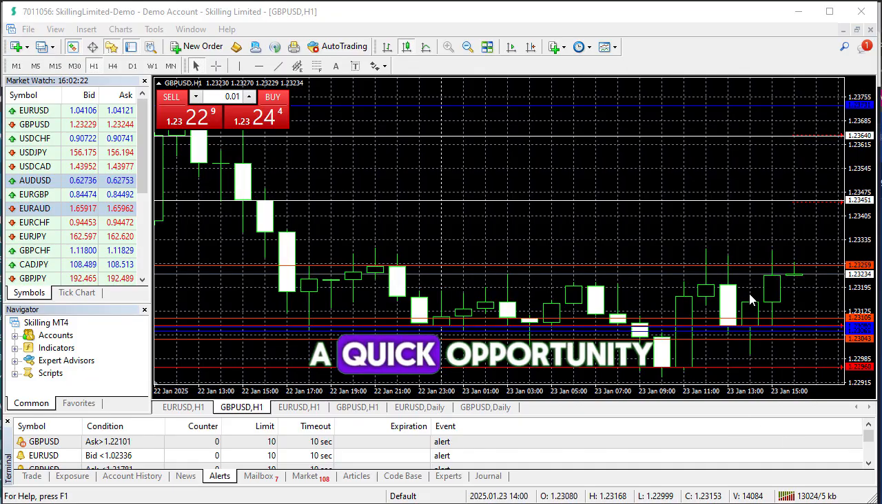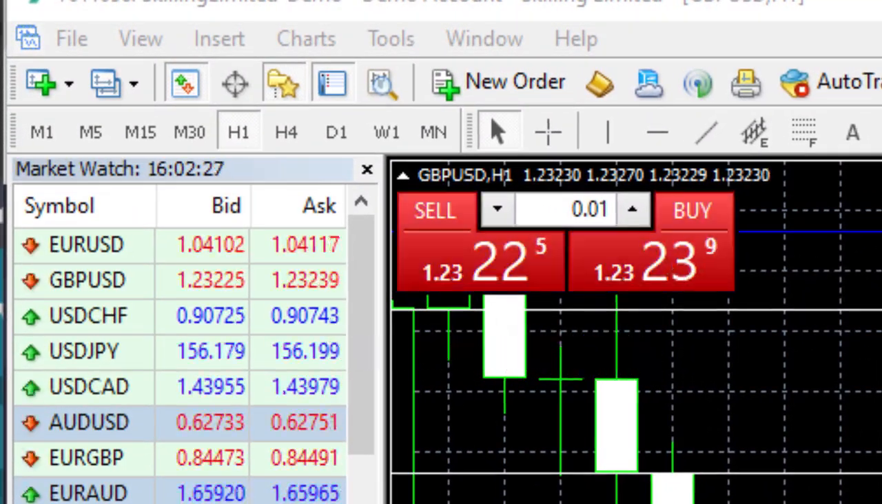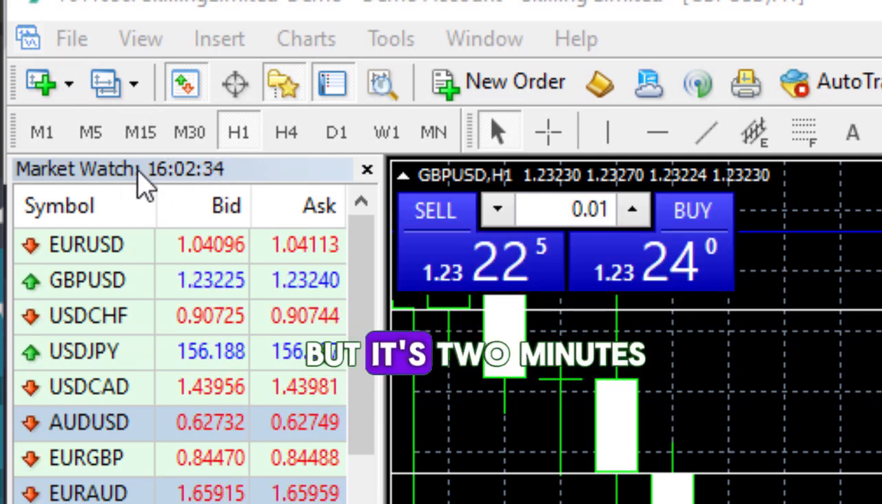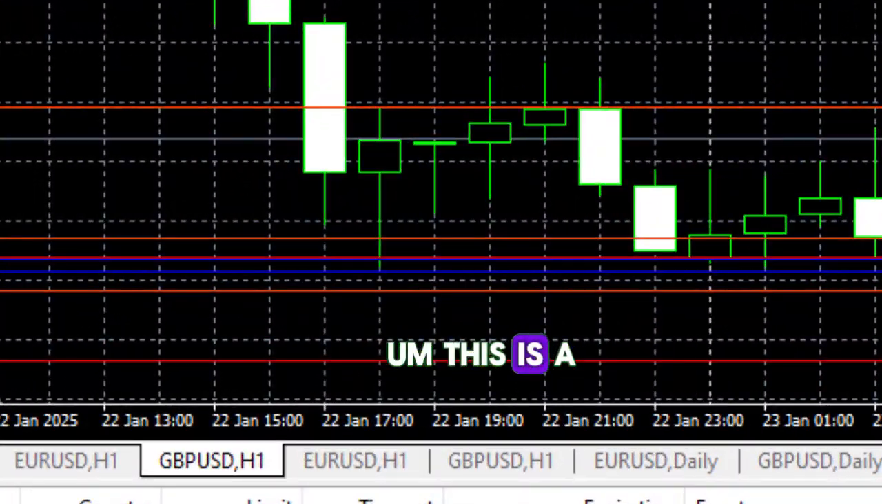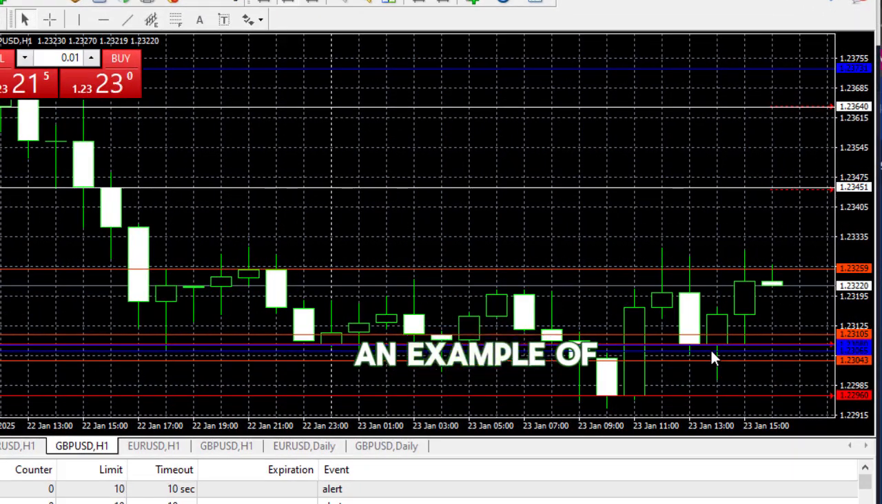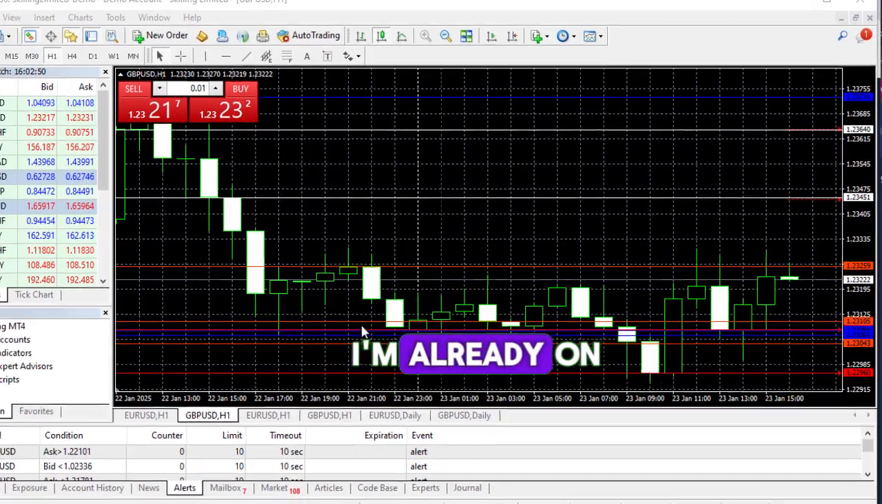Okay, we have a quick opportunity I want to just quickly mention to us. Right now it's 2 minutes after 3 GMT plus 1. This time is 1 hour ahead, so it's showing 4, but it's 2 minutes after 3 GMT plus 1. So this is the hourly chart of pound USD. I just want to show you an example of what clusters mean, like clusters of support or clusters of resistance. Now I'm already on the 1 hour chart.